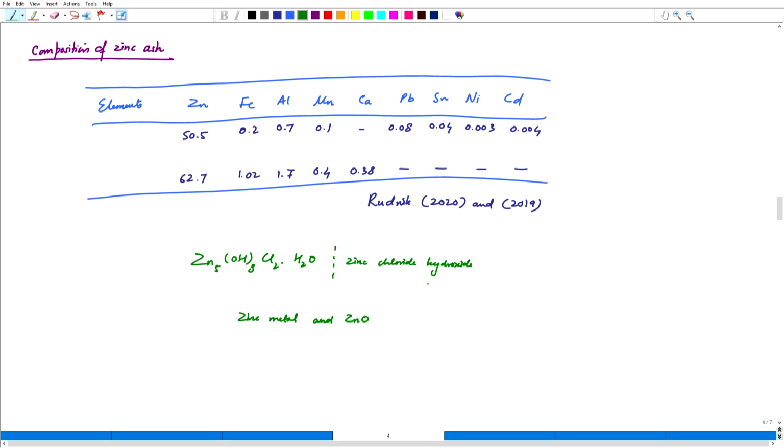Zinc oxide and zinc metal itself, zinc chloride hydroxide can be present. It is an important phase. So, with this we need to understand. So, now that we know the chemical composition and the important phases that are present in it, we must note what are the important raw materials in zinc ash that we should be focusing on.